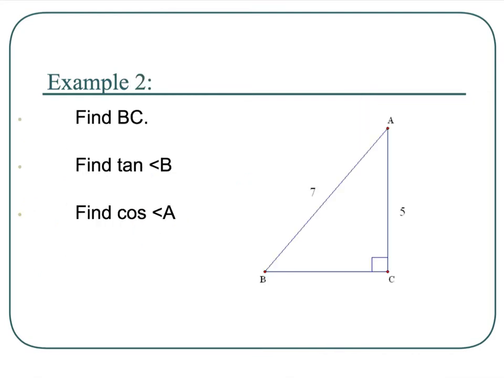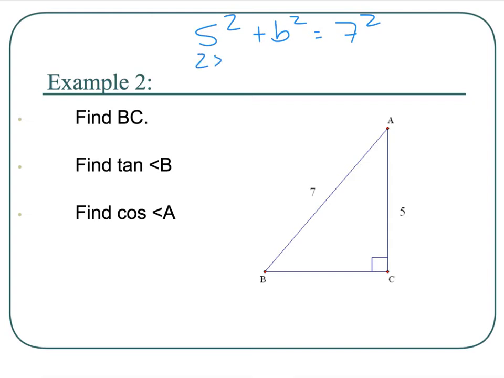All right, so for this one, we got a few parts. We got to find BC, and then we're going to find the tangent of angle B and the cosine of angle A. All right, so first things first, we do need to finish out this triangle. We got to solve for the missing side, so I'm going to do it with Pythagorean theorem. 5 squared plus, so we'll say B squared is equal to 7 squared. Remember, the 7 is because it's my hypotenuse, it's my biggest side.